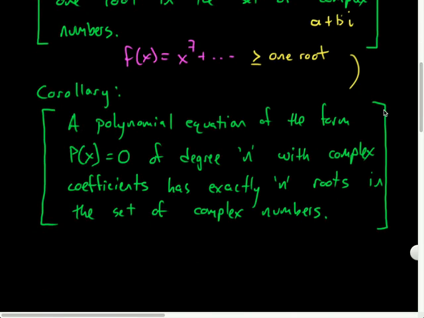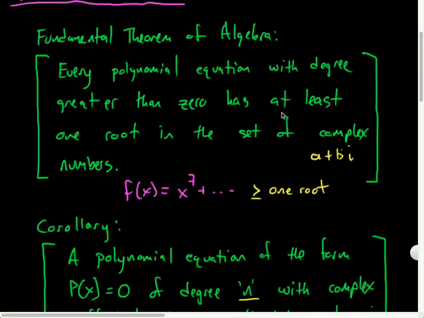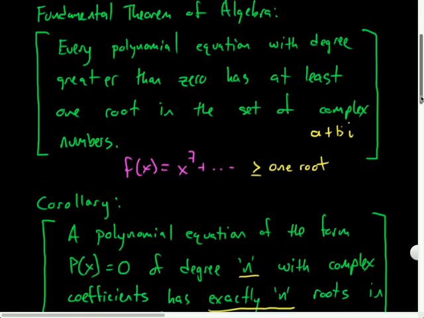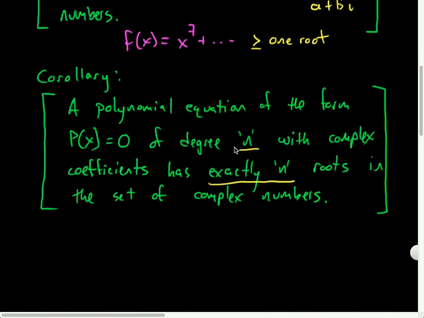And it says that a polynomial equation of the form p of x equals 0 of degree n, right, so we're getting specific now, with complex coefficients has exactly n roots in the set of complex numbers. So this one said there's at least one. And it's like, okay, thanks. But the corollary is going even further, saying, no, tell you what, if your degree is n, you have exactly n roots in the set of complex numbers.